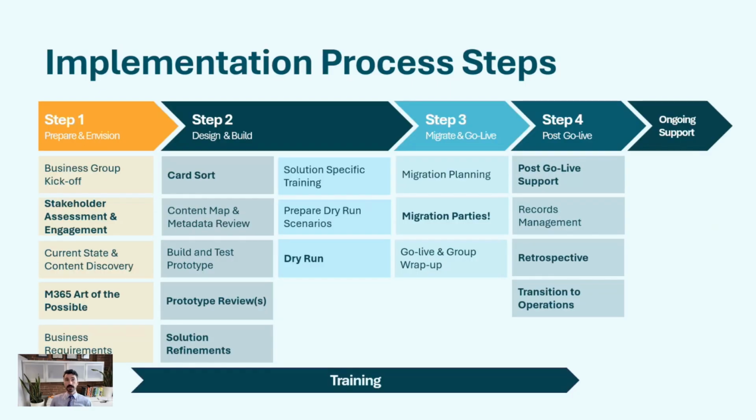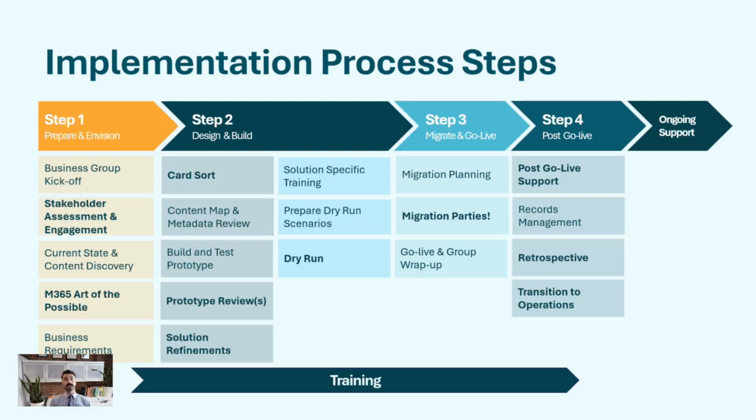So to do that, I'm going to share a little bit about what our process looks like at Gravity Union. We have a 4-step process. This is our standard. We adapt it based on the particular project, client or scenario, but you see it starting with prepare and envision, where we're gathering current state information. We're discovering what kind of content, so documents and records, the group has. We're showing them what's possible in the world of SharePoint, and ultimately we're defining the requirements that are going to drive the solution design.